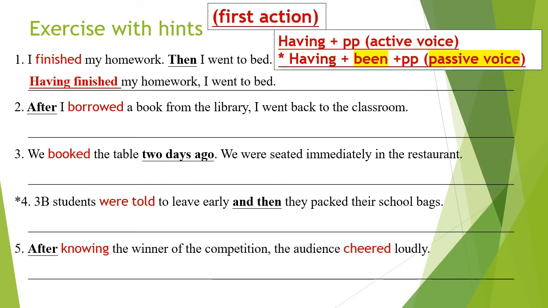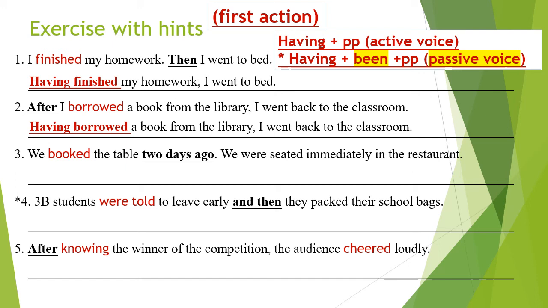Correct. Number two, after I borrowed a book from the library, I went back to the classroom. We know the doer. Who borrowed a book? I. So the format should be the first one, having plus PP, because it is an active voice. Which one is the first action? Borrow a book first, then you went back to the classroom. So having borrowed a book from the library, comma, I went back to the classroom.